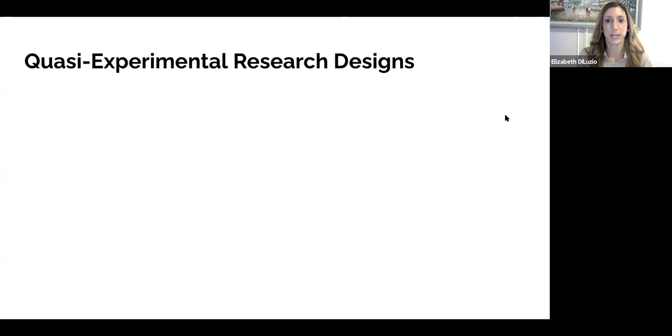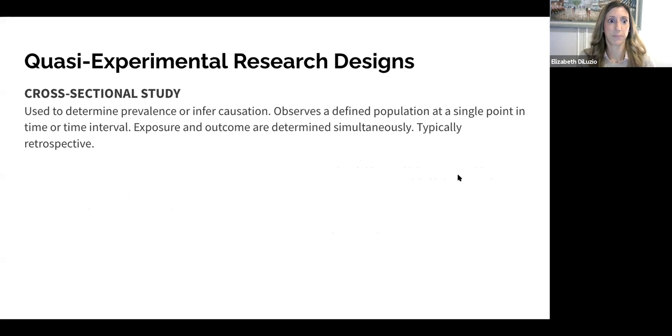So let me explain quasi-experimental, because there are a few ways that you can do this. I'll go over 3 of the main ones. The first one is called a cross-sectional study. And what this is used to determine is the prevalence, or it infers causation. And what it does is it takes a whole group of people at one period of time, and then it inspects them and it looks retrospectively. So it looks back and we look at both the exposure and the outcome at the same time.